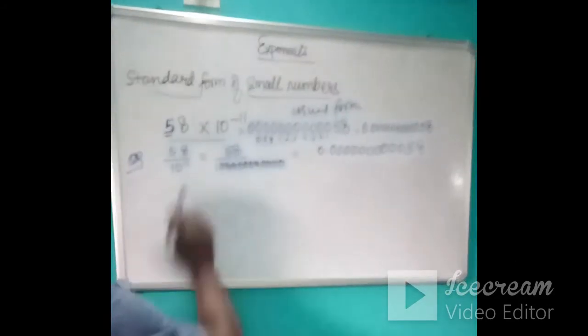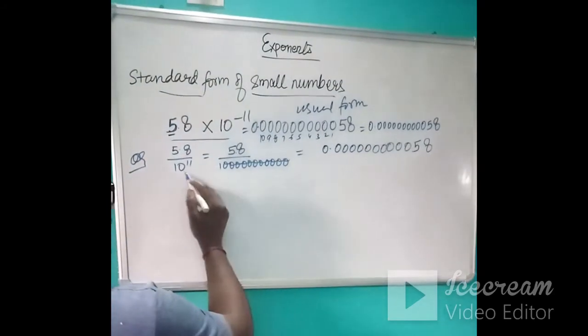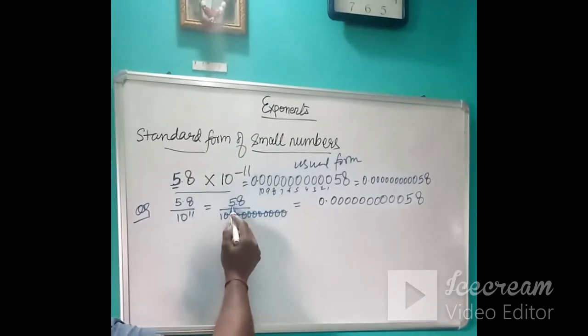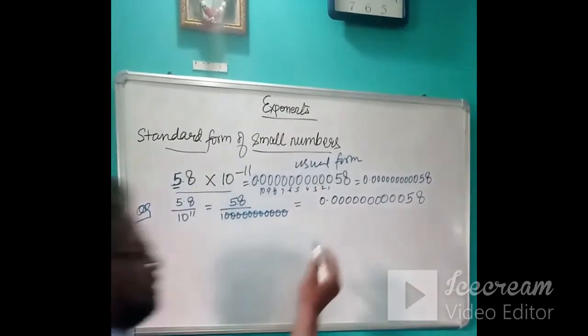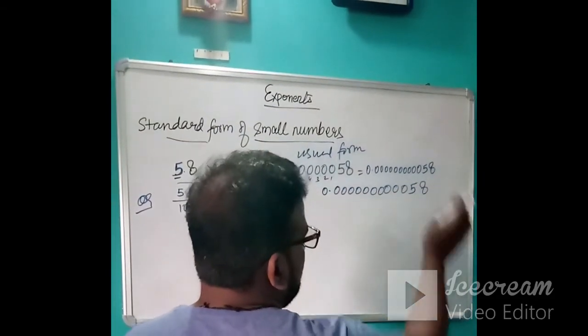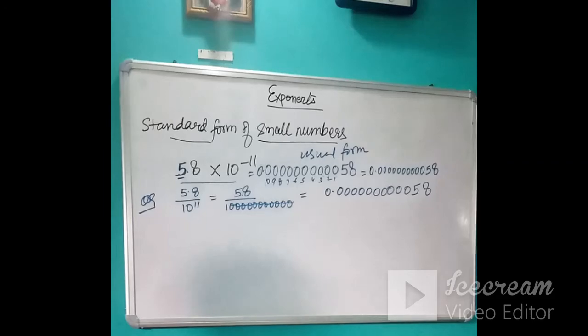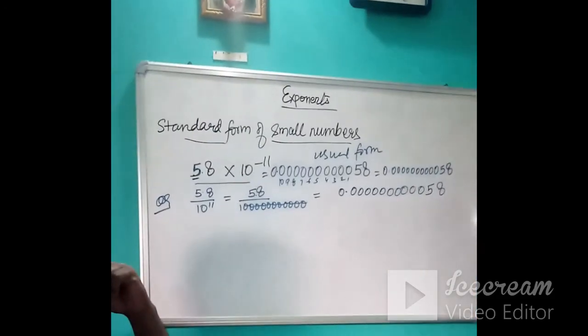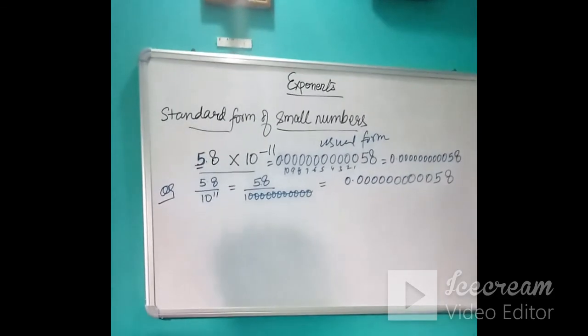Or you can solve it like this. You can write 5.8 upon 10 to the power 11. Then you will write 10 to the power 11 as 11 zeros. Then you will shift this decimal by 11 places. So including this 5 you need 10 more zeros. So you will write 10 more zeros like this, 1, 2, 3, 4, 5, 6, 7, 8, 9, 10. So 0 point and then the zeros, 5, 8. Okay, so this is how you can write numbers in the usual form.